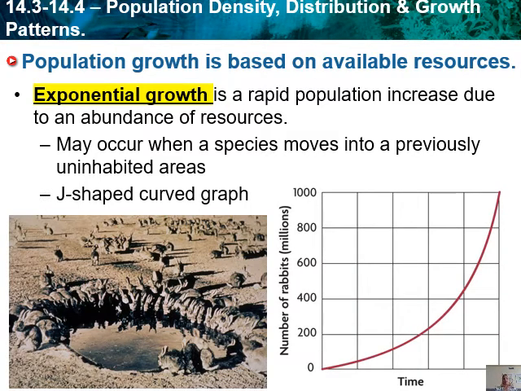And it has a special graph, and you need to pay attention to this because they will ask you this kind of growth on the EOC. This graph is exponential, where it climbs, climbs, climbs, and again, it's due to an abundance of resources, everything that the animal needs to survive. Now, this can't be sustained for a really long period of time, right? Things can't just keep doubling and doubling, because at some point they're going to run out of resources.